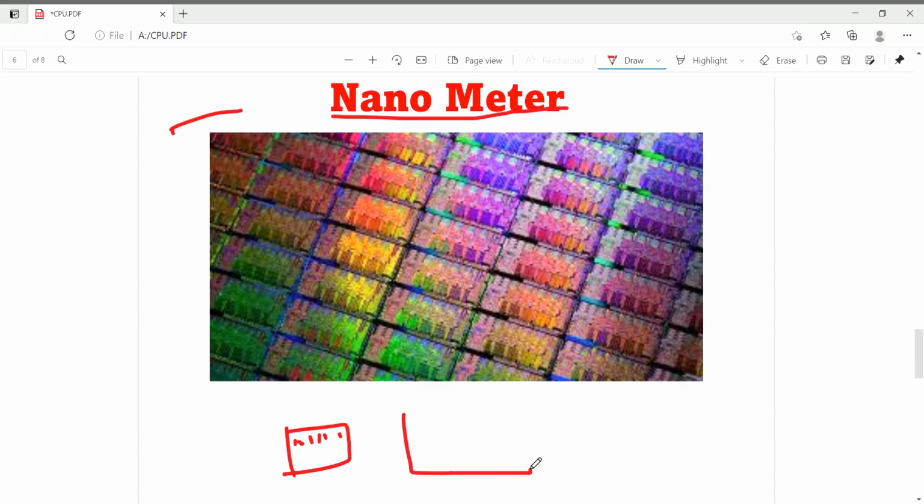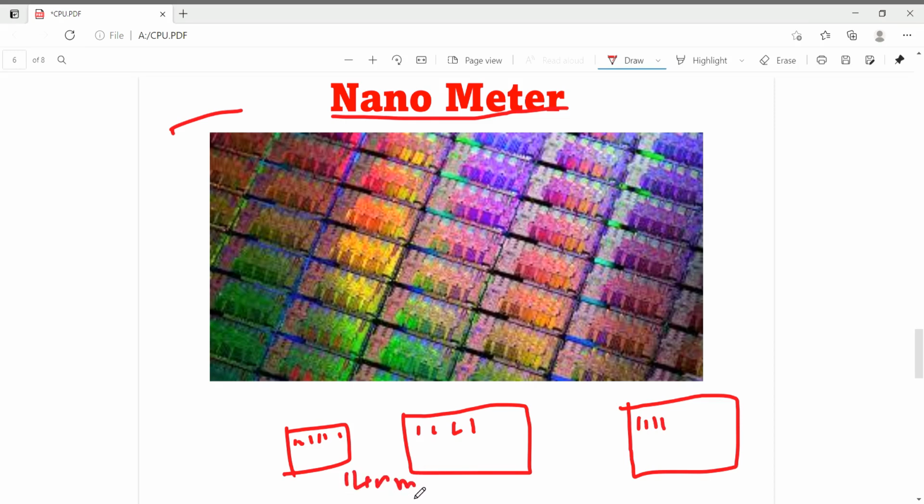If we take 2 processors, let me draw, in this one the transistors are placed far apart, and in this processor the transistors are packed closely to each other. Suppose the distance between these 2 transistors is 14 nanometer. That means this processor is built on 14 nanometer technology, and if the distance between these 2 transistors is 7 nanometer, that means this processor is built on 7 nanometer technology.